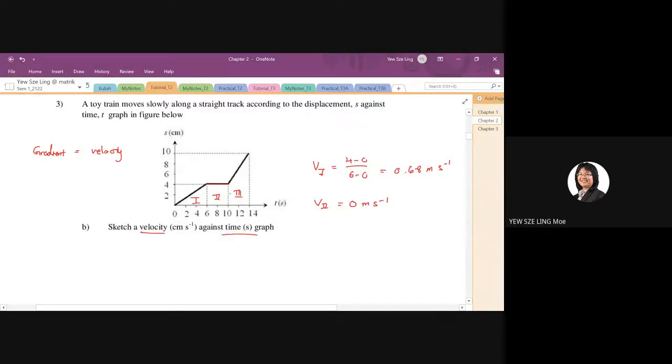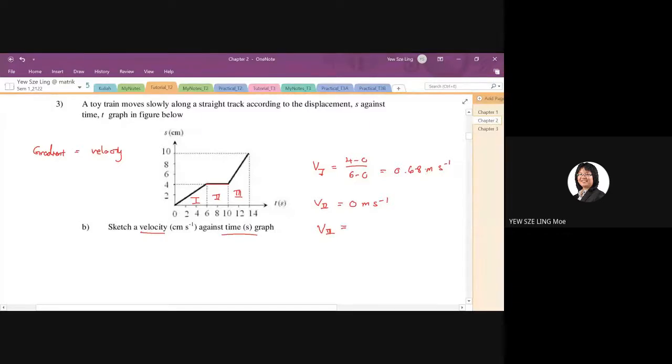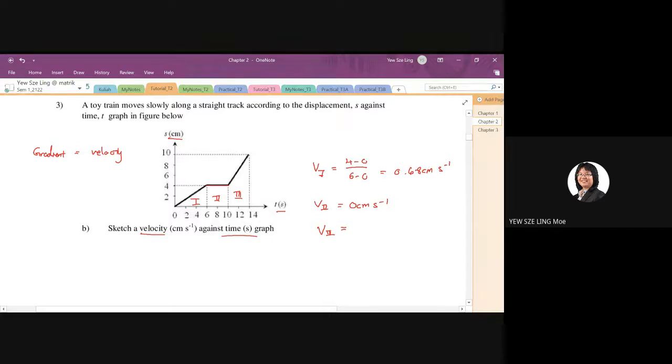And then for section number 3, V3. Okay, I made a mistake here. It should be cm s^-1, because the unit is cm and s. V3, now I have the sections, so V3 is 10 minus 4 divided by 14 minus 10, which is then equal to 1.5 cm s^-1. All right, so we are done with the values.